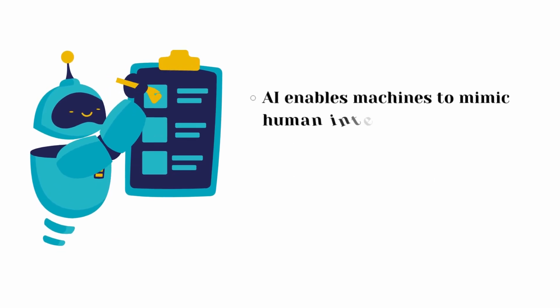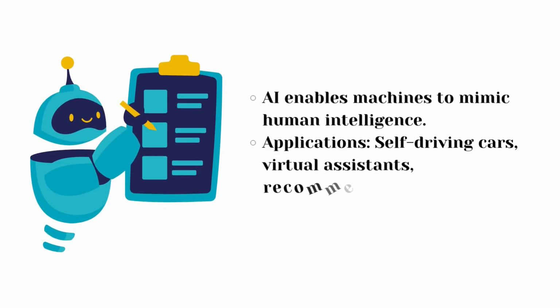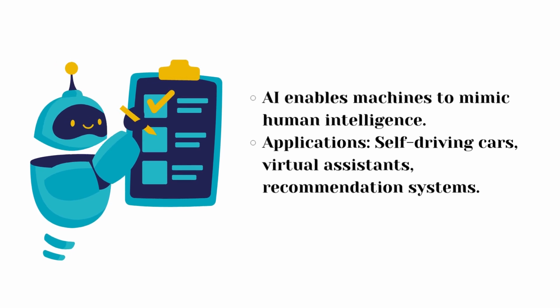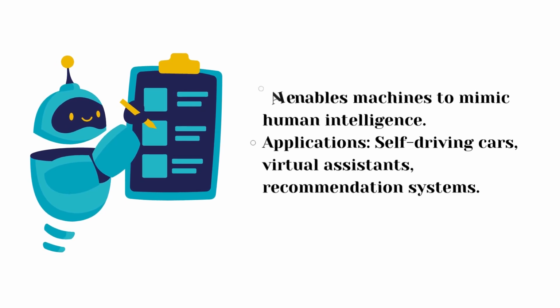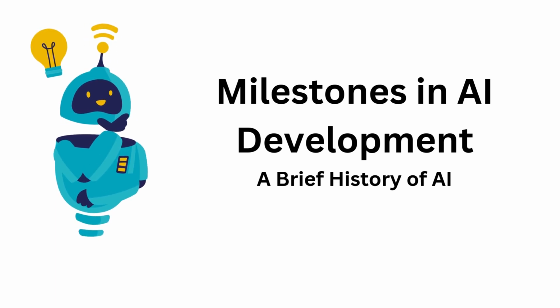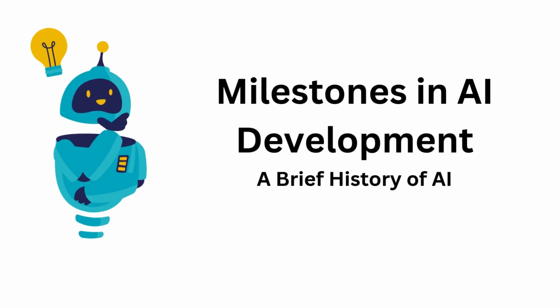AI, or artificial intelligence, enables machines to mimic human intelligence, powering innovations like self-driving cars, virtual assistants, and personalized recommendations. Let's discover how AI is shaping our world. But before diving deeper, let's take a look at the incredible journey of AI throughout history.